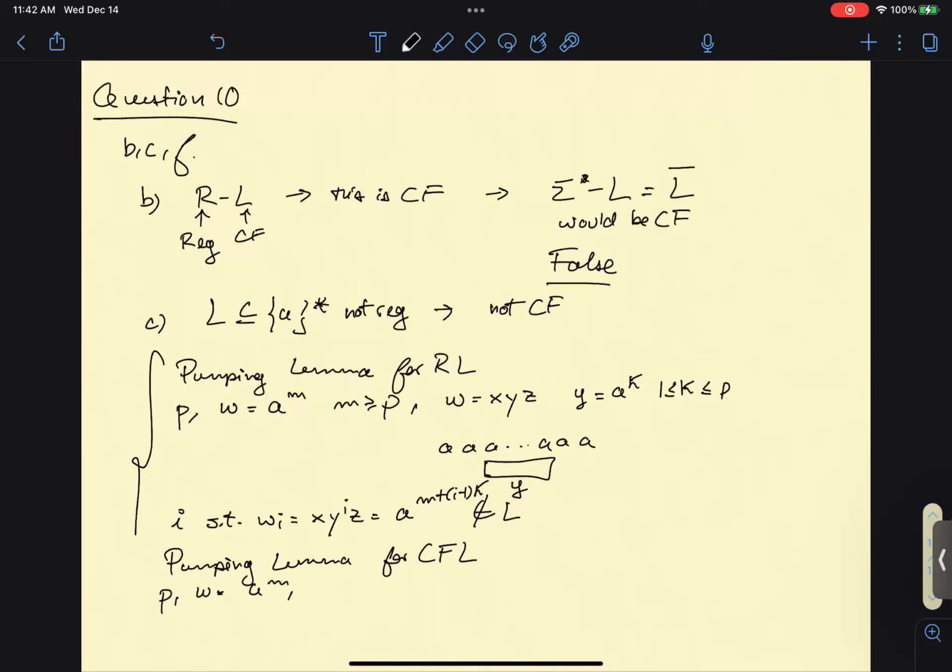So how am I going to do that? Well, I'll just pick exactly the same thing. I'll pick W as A^M, and then M is greater or equal to P.